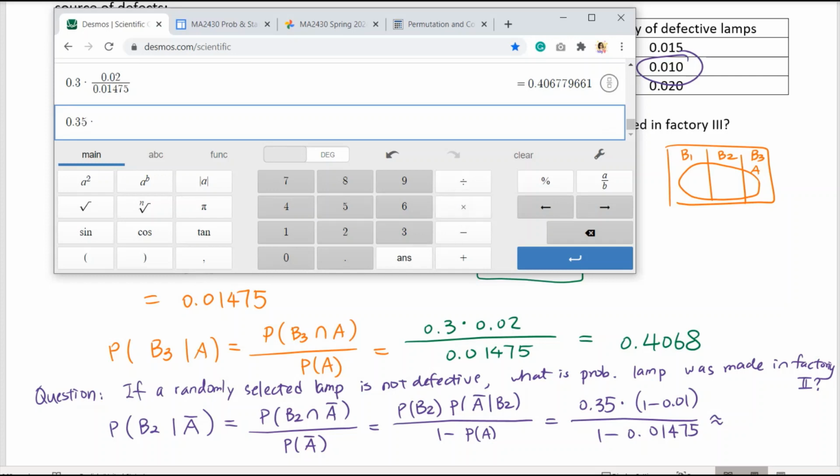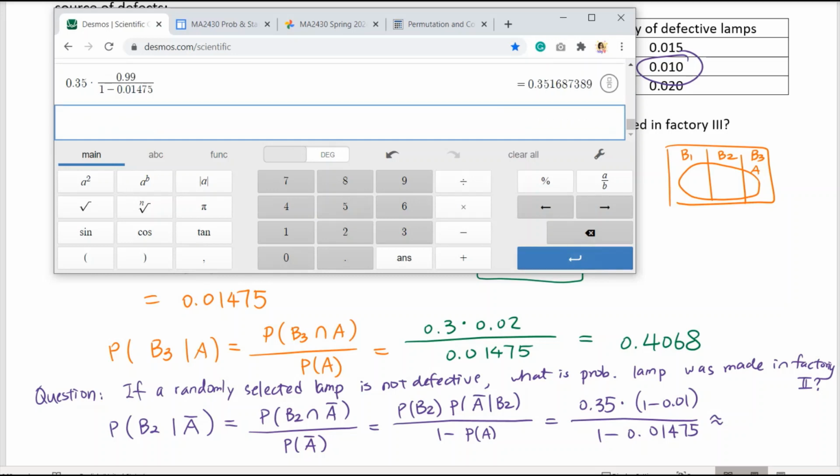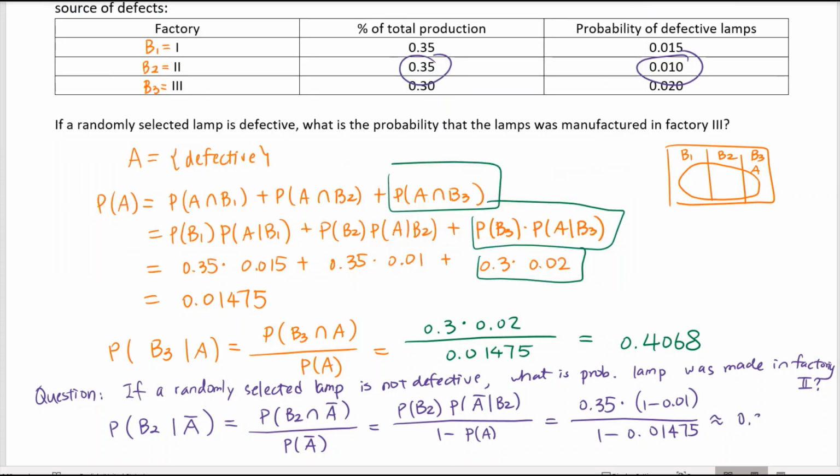And times 1 minus 0.01 is 0.99, divided by 1 minus 0.1475. Okay, is that good? Yes. So the answer is 0.351, rounding up, 0.3517. So this is the answer.